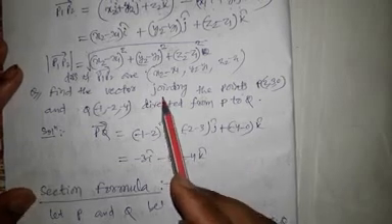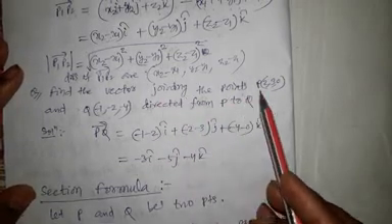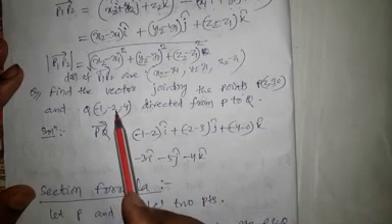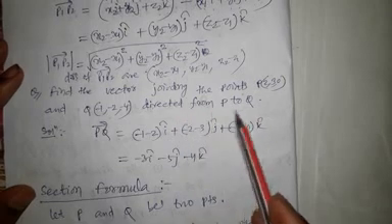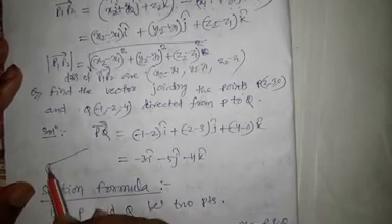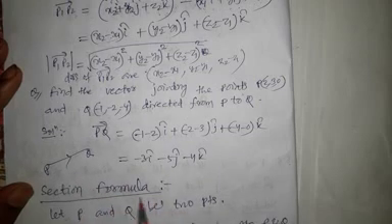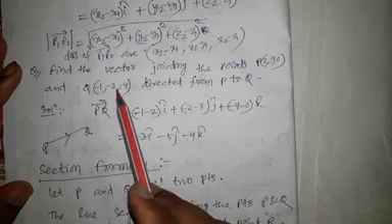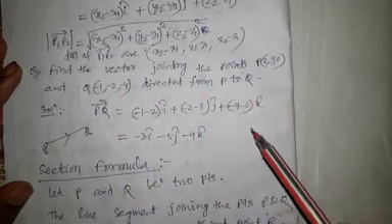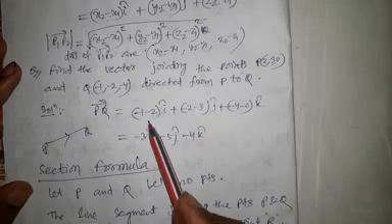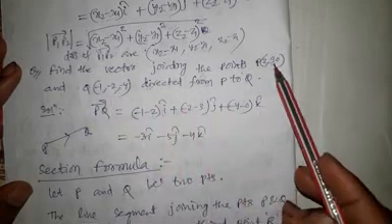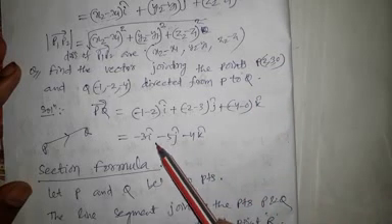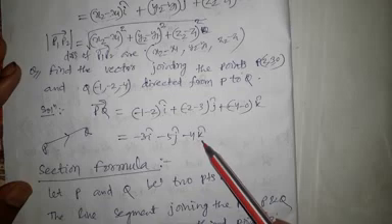Now find the vector joining the points P, that is (2, 3, 0), and Q, that is (minus 1, minus 2, minus 4), directed from P to Q. This is point P, this is point Q, so this is the directed line, which is equal to Q minus P. That is minus 1 minus 2, minus 2 minus 3, minus 4 minus 0, which means minus 3 i, minus 5 j, minus 4 k.